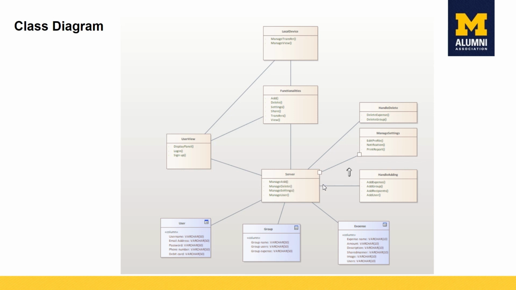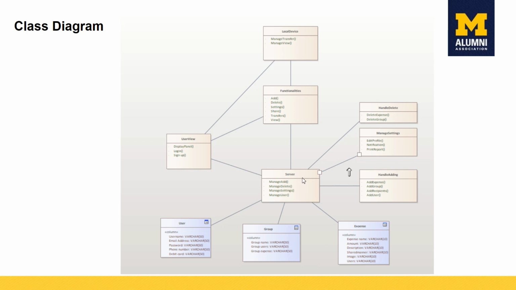Then this server class connects with three other classes. The first one is handle adding, which is gonna be for the manage add. So for manage add, for example, when I add an expense, it's gonna be directed here, and this one is gonna format the added expense nicely, and then respond back to the server with good formatting to add it to the database.